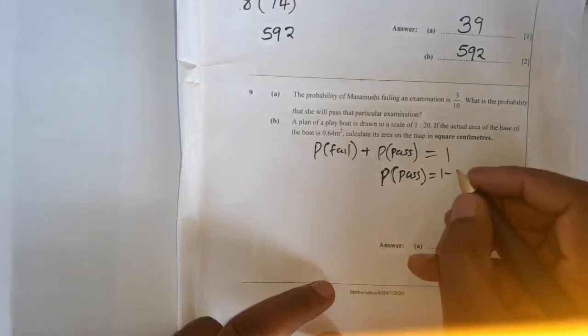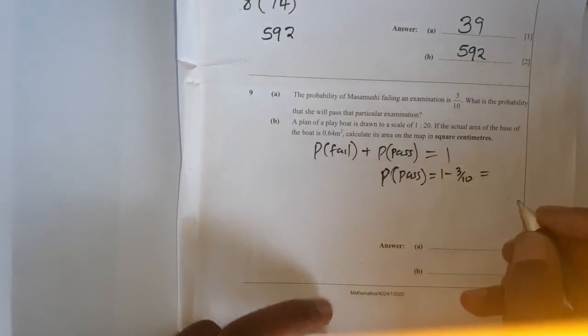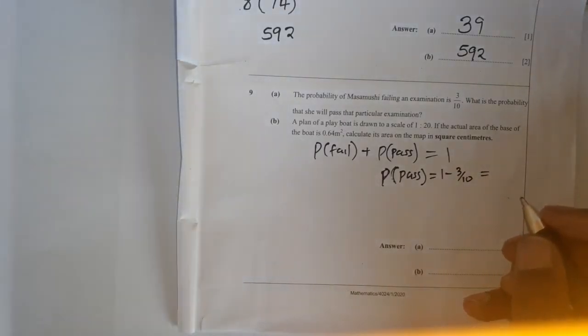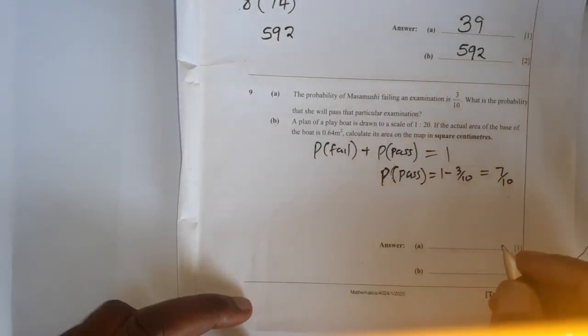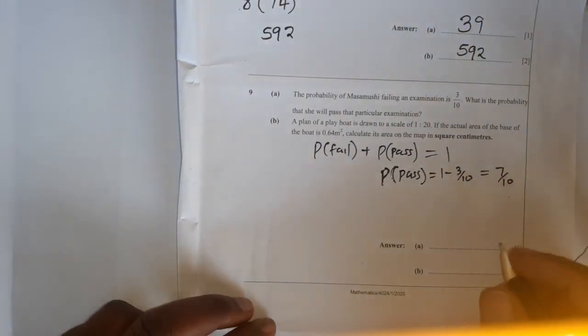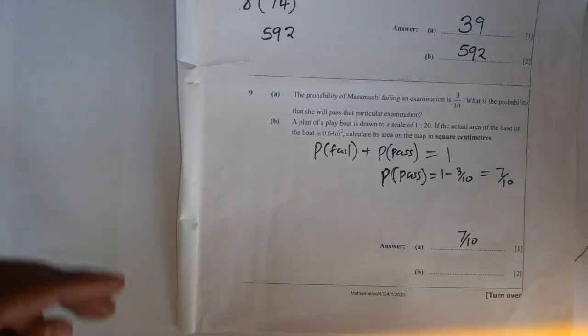1 minus 3 over 10. And this is going to give us, what's the probability of passing? When you subtract this one, it's going to give us 7 over 10. All right, so this gives us 7 over 10 here. Then we go to the second question.